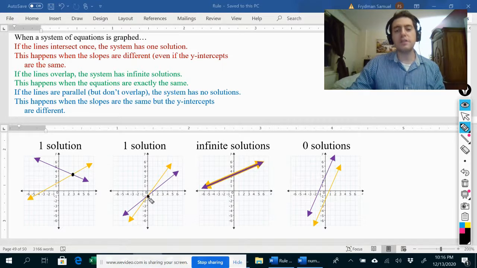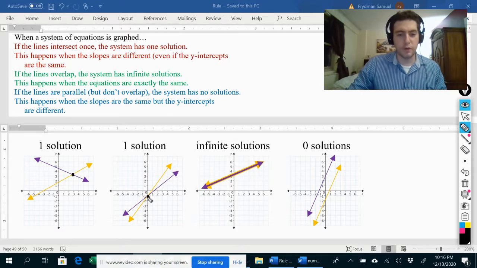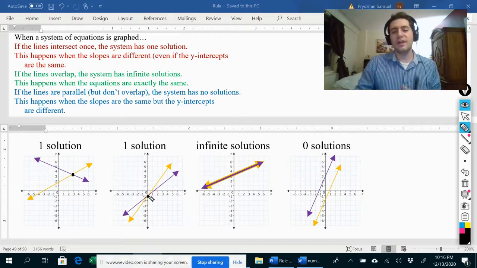And both of these lines happen to have the same y-intercept. If you look at where the purple line crosses the y-axis, it crosses it right over here. And if you look at where the yellow line crosses the y-axis, it also crosses it right over here at the point (0, -1). Okay, but that's okay. The only thing that having the same y-intercept means is that that is the point of intersection.